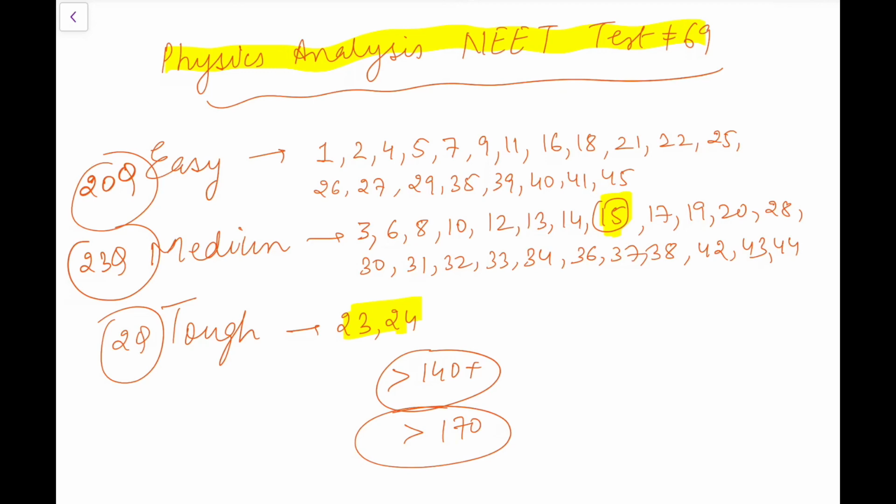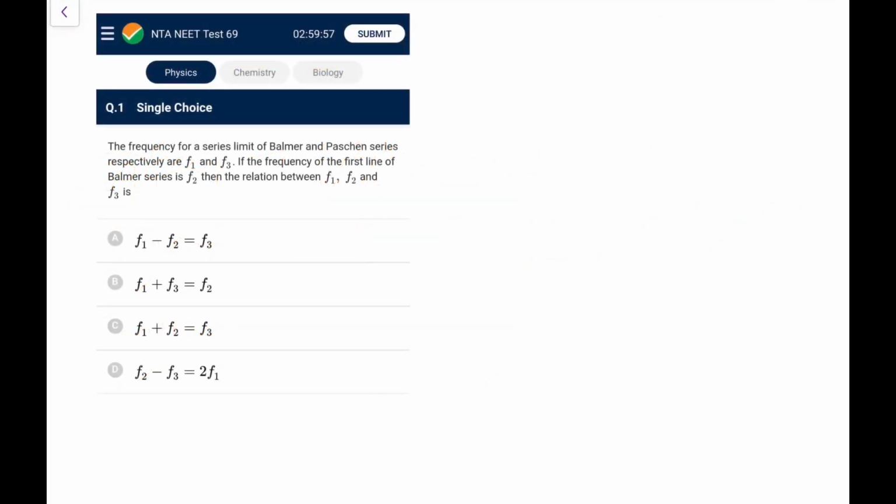Okay, so let's start it. The frequencies for the series limits of the Balmer and Paschen series are F1 and F3. If the frequency of the first line of the Balmer series is F2, then what is the relation between F1, F2 and F3?